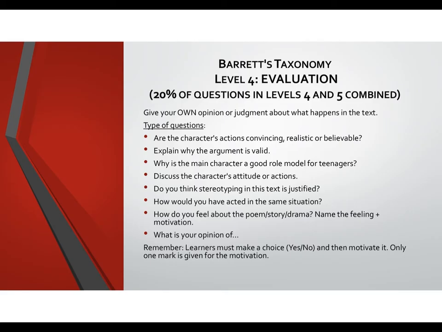Barrett's taxonomy, level 4, evaluation. 20% of questions in level 4 and 5 combined. Give your own opinion or judgment about what happens in the text. Type of questions. Are the characters' actions convincing, realistic, or believable? Explain why the argument is valid. Why is the main character a good role model for teenagers? Discuss the character's attitude or actions.